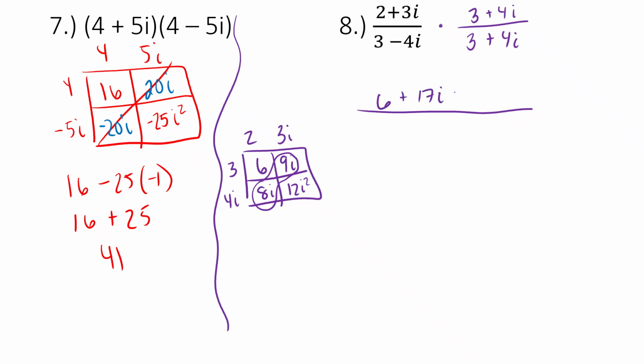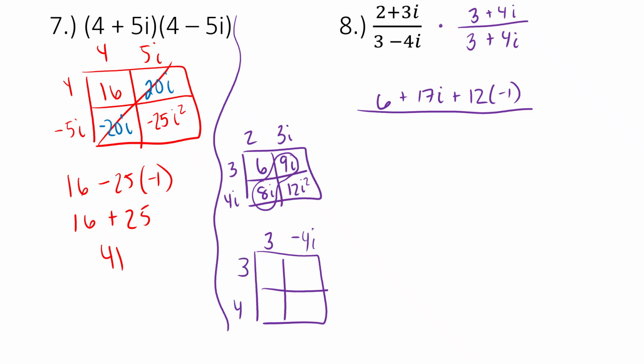And over here, I'm going to do plus 12. And then instead of the i squared, I'm going to say negative 1. Okay. In my denominator, it should be nicer. We have 3 minus 4i and 3 plus 4i.